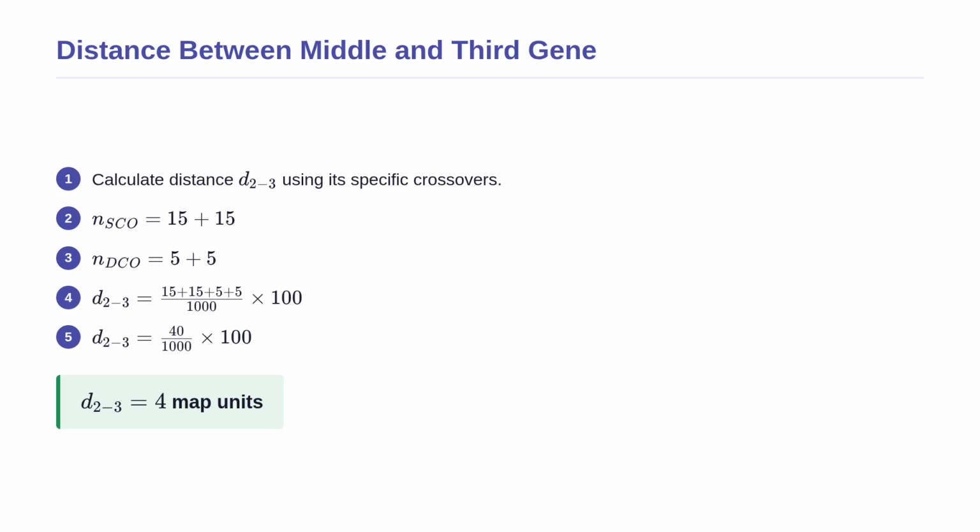Next, we calculate the distance between the middle gene and the third gene. We use the single crossovers specific to this region, which are 15 and 15. Once again, we must add the double crossovers, 5 and 5, because they also represent a physical break in this specific region of the chromosome. The sum is 40. Dividing 40 by 1,000 and multiplying by 100 yields 4 map units. The total map distance from the first gene to the last gene is simply the sum of these 2 distances, which is 17 centimorgans, representing the full physical span across this chromosome segment.